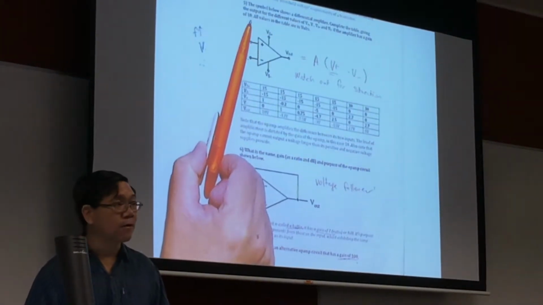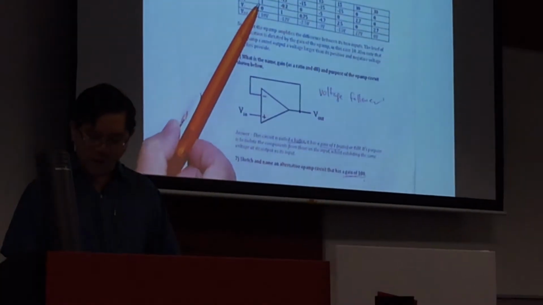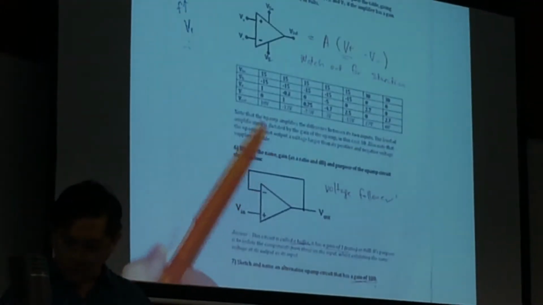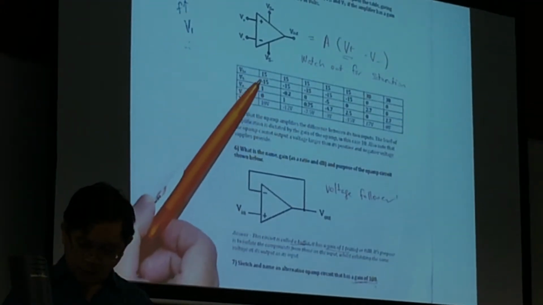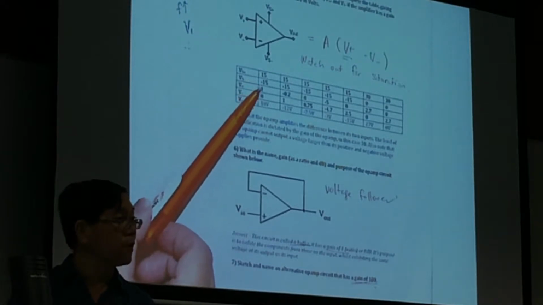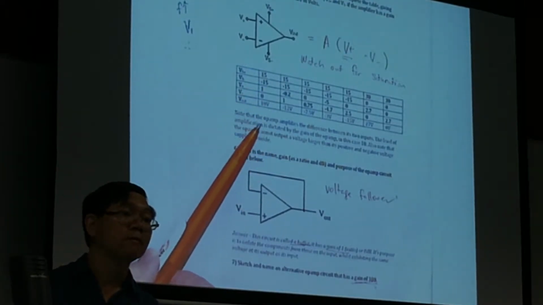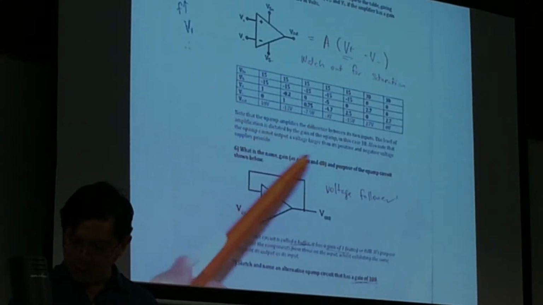Here is 10, right? Gain of 10. So gain of 10, the difference is 1. So 1 times 10, what do you get? 10 times 1 is 10. Now, output 10, is it beyond your supply voltage? No, right? So output stays as 10. Is that clear? Okay, let's look at the other one here.